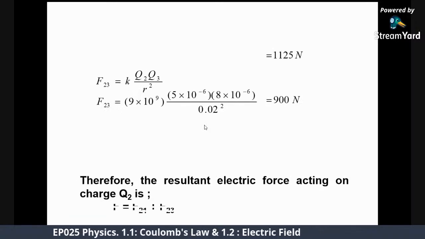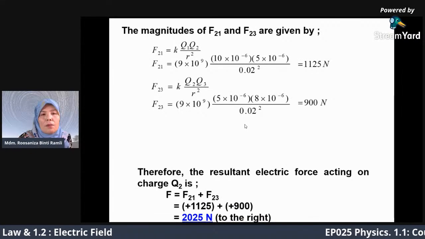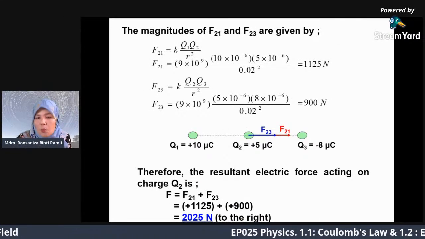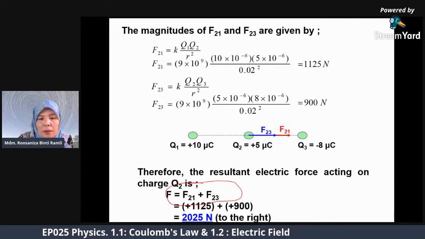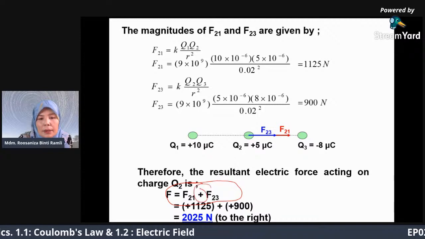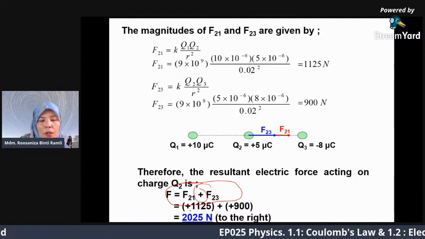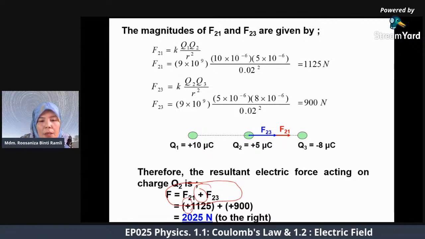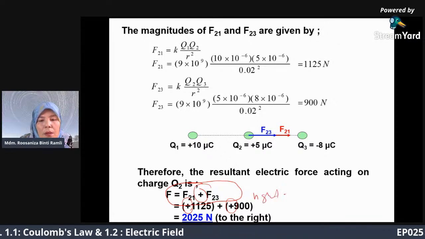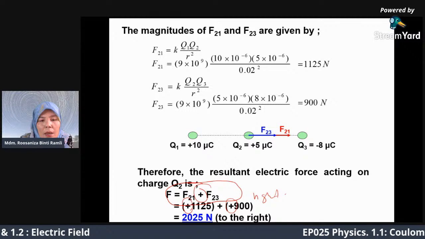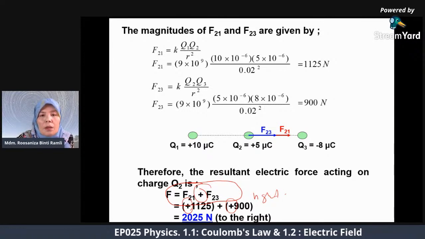Okay, so resultant force means F resultant is equal to F21 plus F23. This is the equation for resultant. Resultant means plus. So for this case, the direction of F21 is to the right, so the direction is positive. The direction of F23 is also positive. Why positive? Because the direction is to the right. So you have to sum F21 plus F23.